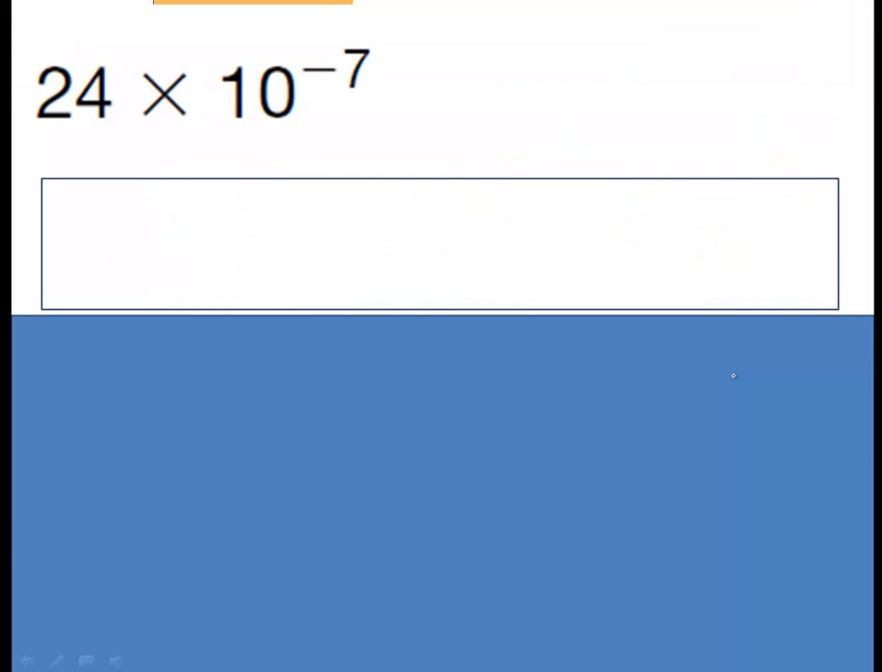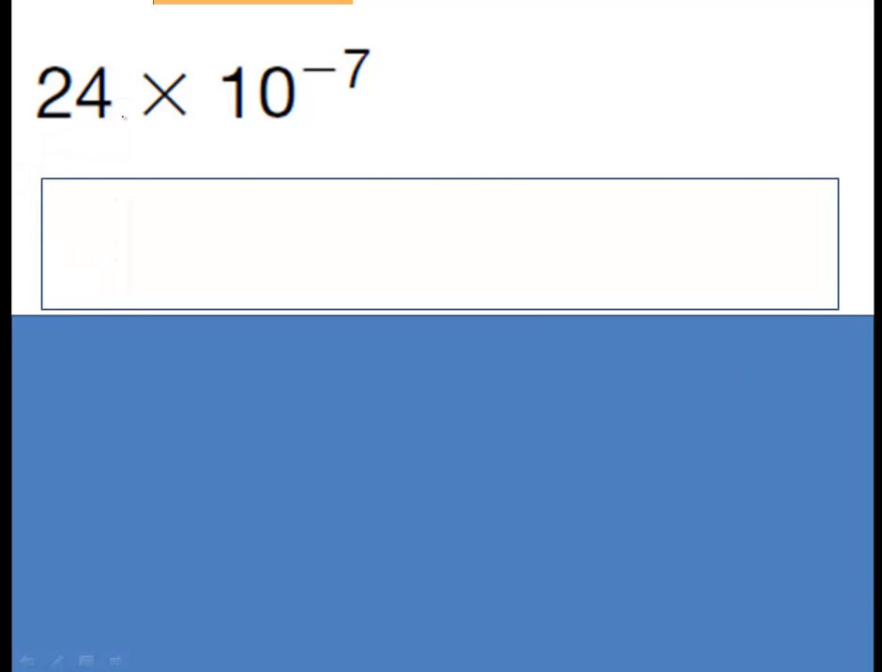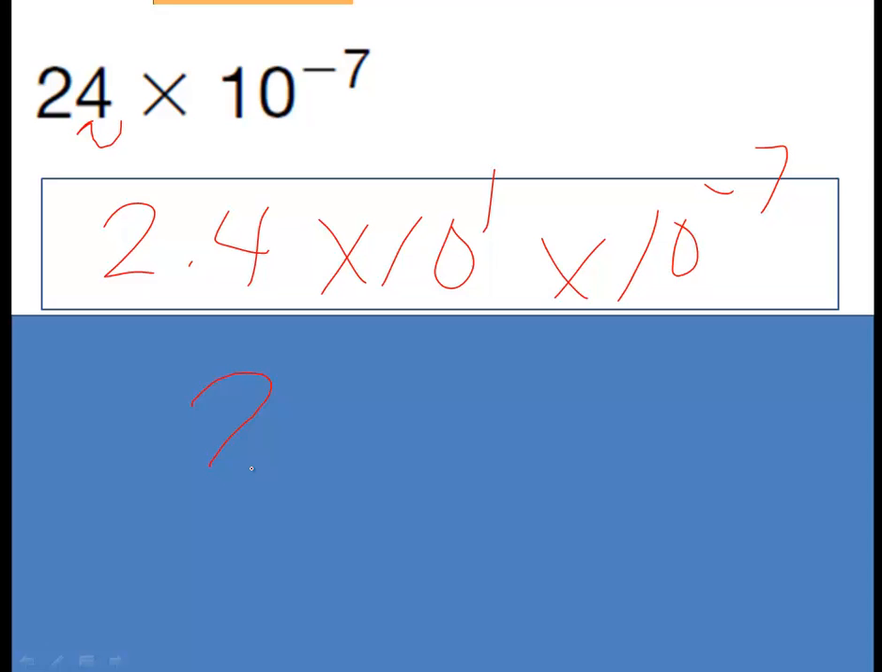This one here doesn't have the decimal, so I know that the decimal would normally be right there on the other side of the 2, because that number's 24. If I move it 1 to the left, that gives me 2.4, but because I moved it to the left, that's a positive. So times 10 to the 1 times 10 to the negative 7 gives us 2.4 times 10 to the. And what's negative 7 plus 1? Negative 6. So 2.4 times 10 to the negative 6.